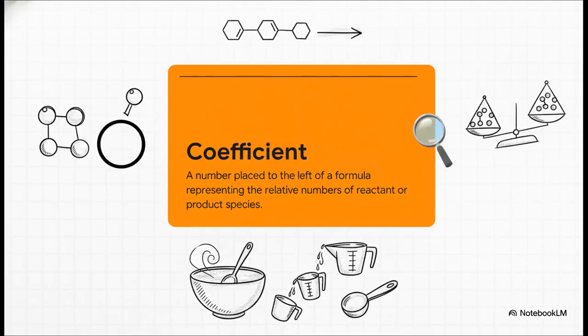Okay, but how do we know how much of everything to use? That's where coefficients come in. These are the big numbers you see in front of each chemical formula. They're telling you the quantity, how many molecules of each ingredient you need, and how many you're going to get of each final product. They're basically the 2 cups or the 1 tablespoon of our chemical recipe.